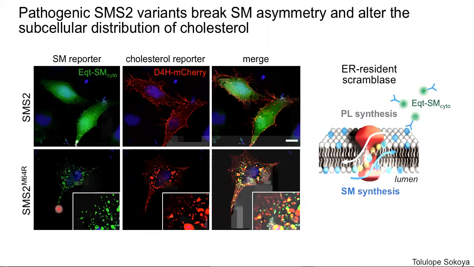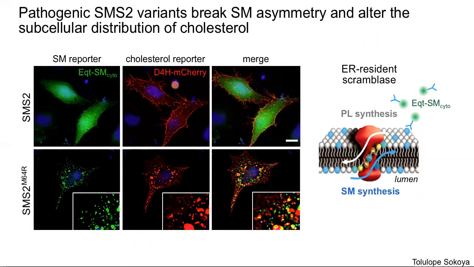But these sphingomyelin positive structures also largely stain positive for the cholesterol reporter D4H, which normally stains primarily the inner leaflet of the plasma membrane. And from this, we conclude that expression of pathogenic SMS2 variants actually causes a major assault on the lipid code of early secretory organelles, which includes a break in sphingomyelin asymmetry and a major redistribution of cholesterol.